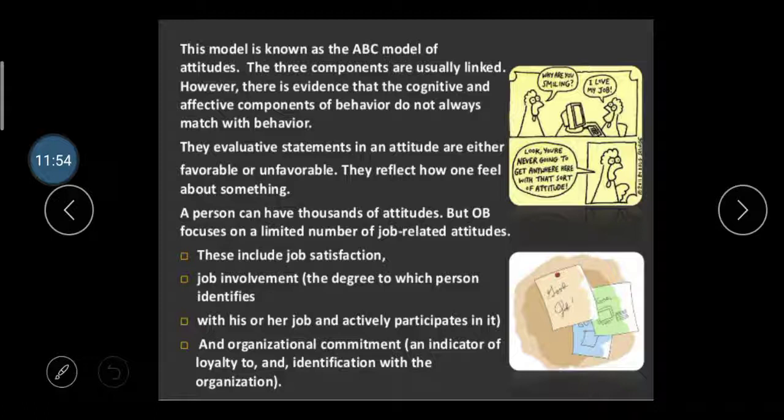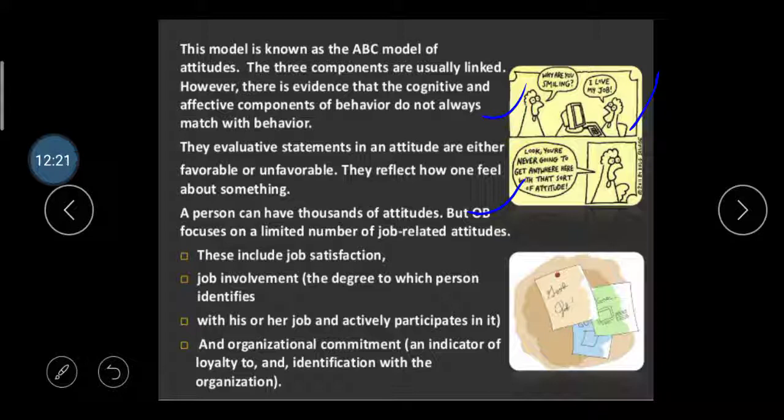Okay. So here you see one person says, why are you smiling? That person said, I love my job. So look, you are never going to get anywhere with that sort of attitude. So it's considered as your organizational attitude. This includes job satisfaction and job involvement. Organizational behavior is focused on whether that person is satisfied regarding the job or not.